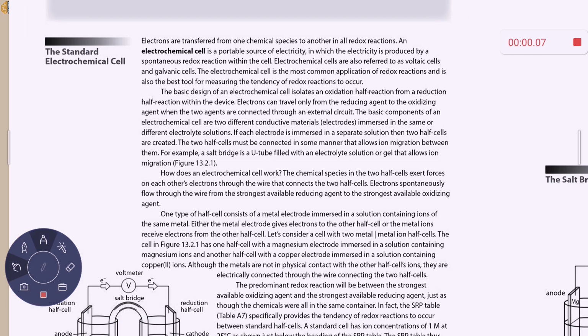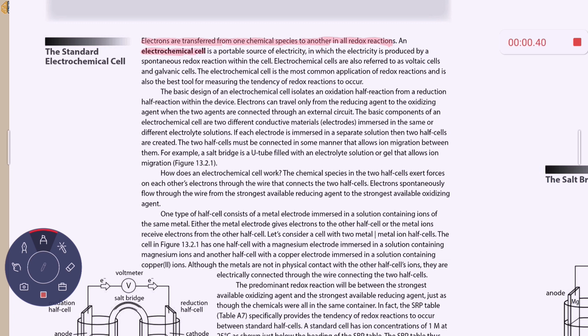Okay, so let's take a look here at the electrochemical cell. So far we've been talking about redox reactions, and you know that in order for an oxidation reduction reaction to occur, electrons have to be transferred from one reactant to another, okay? And when we're using these spontaneous redox reactions to produce electricity, we are putting together something called an electrochemical cell.